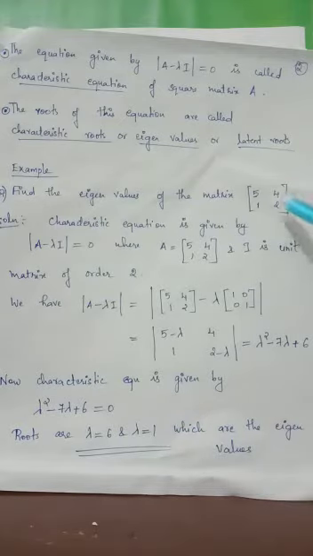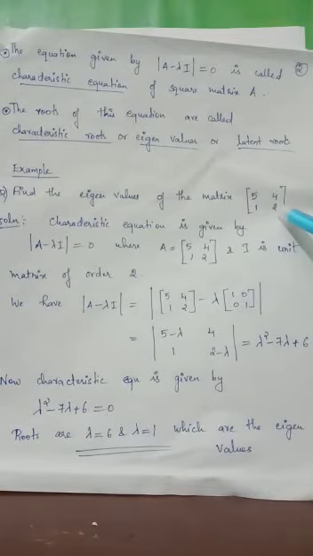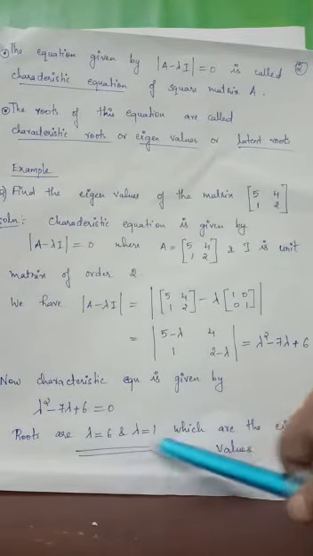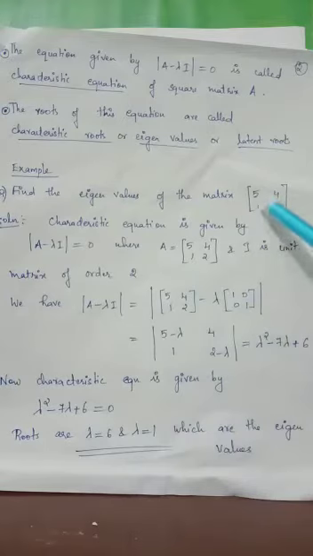The sum of eigenvalues always equals the sum of diagonal elements of the given matrix. Here, the sum of eigenvalues is 6 plus 1, 7, and the sum of diagonal elements of the given matrix is 5 plus 2, which is equal to 7.